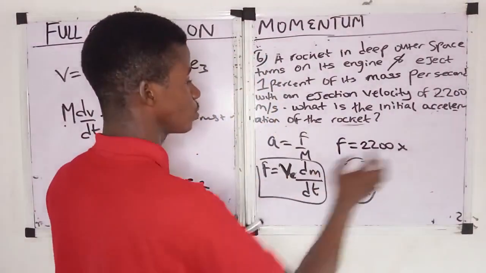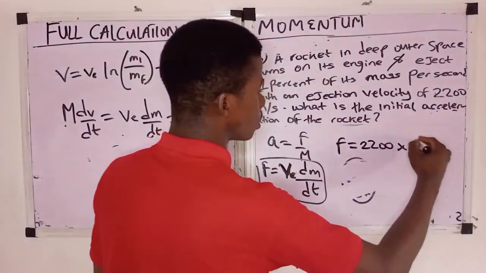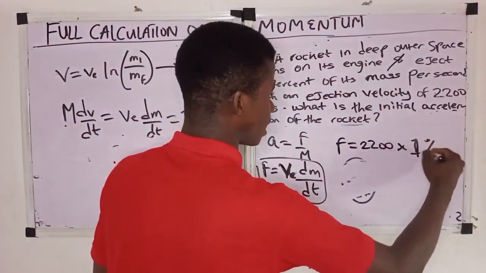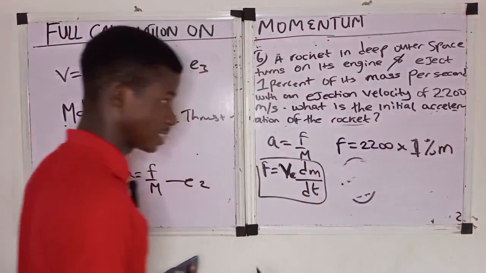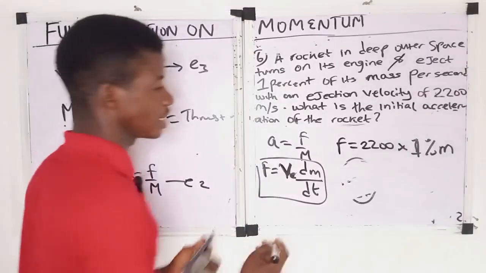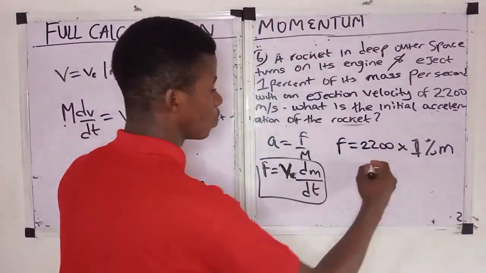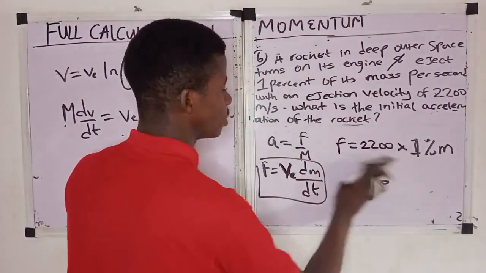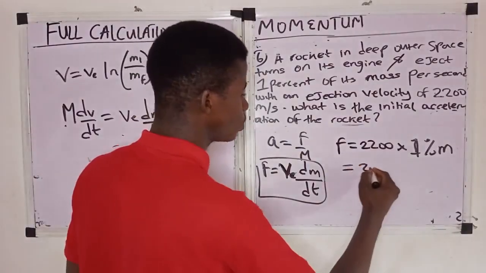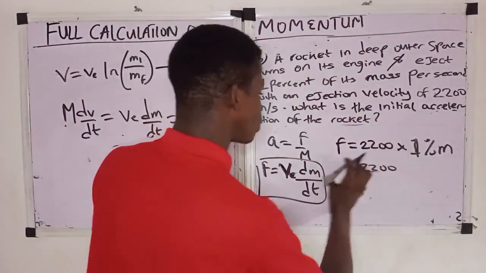So everything here will now be 1% times what? 1% mass, right? Yes. Now 1% is still the same thing as 1 divided by 100, right? Yes. So we'll go down. It will now be equals to 2,200.